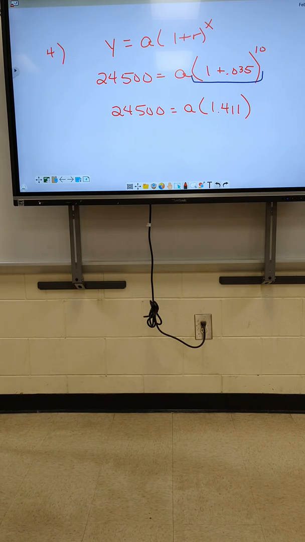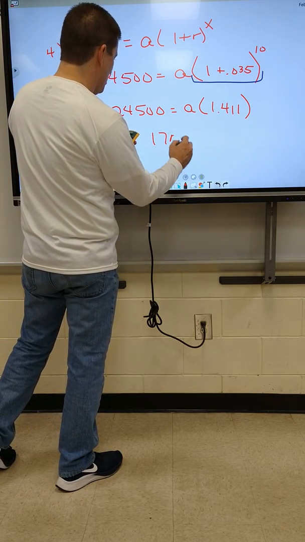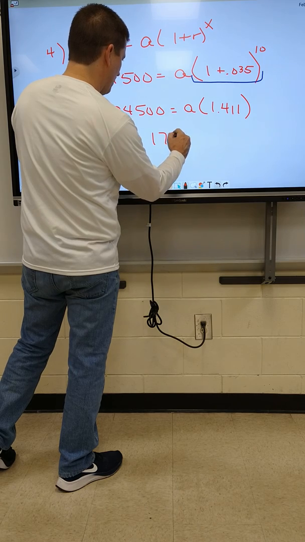All right, so what was the last step? Divide. So let's divide 24,500 divided by 1.411. All right, I got 17,363 and 57 cents.